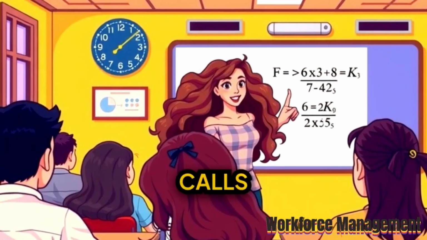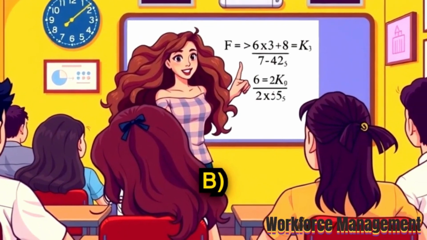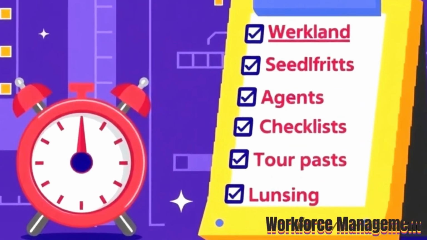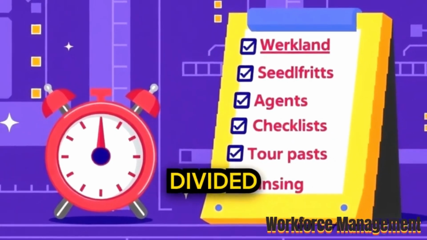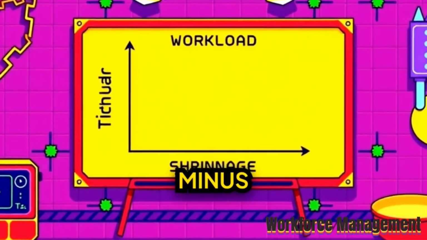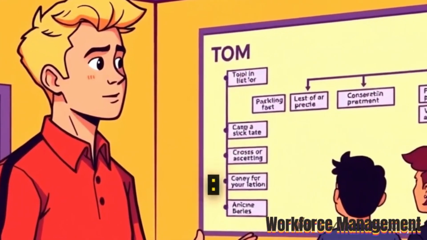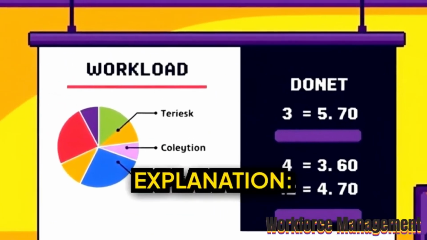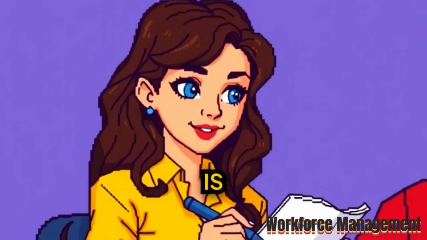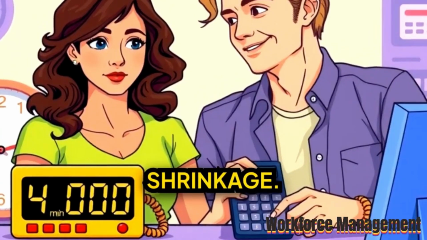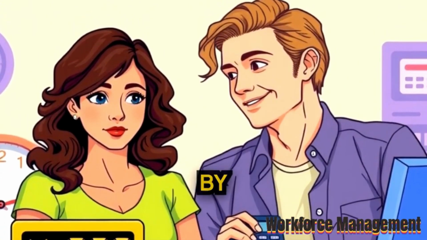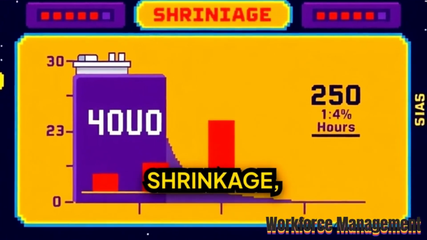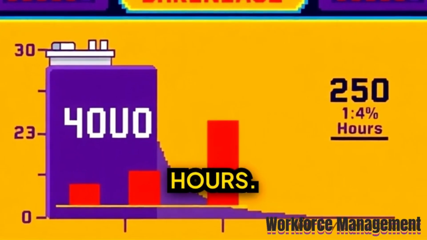Question is, which formula calculates the required number of agents for a given workload? A. Workload equals calls multiplied by AHT. B. Workload plus shrinkage divided by occupancy. C. Workload, AHT, service level. D. Workload divided by total hours multiplied by 1 minus shrinkage. Tom: Answer is D. Workload divided by total hours multiplied by 1 minus shrinkage. Explanation: This accounts for both workload, which is calls multiplied by AHT, and shrinkage. Example, 1,000 calls multiplied by 5 min AHT would be 83.3 hours, with 20% shrinkage, adjusted to 104 hours.